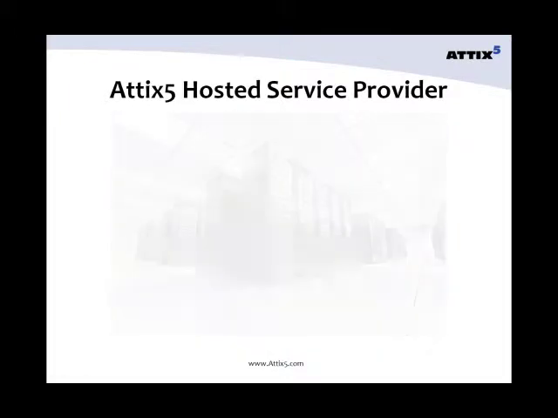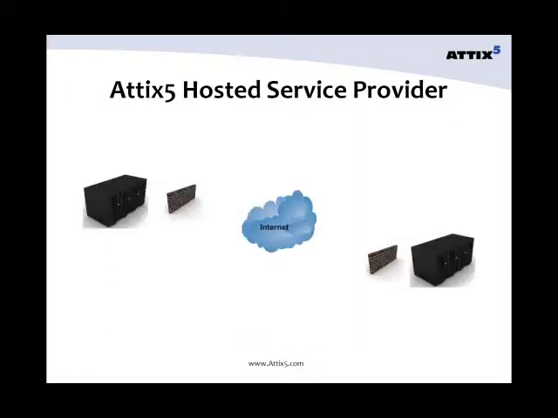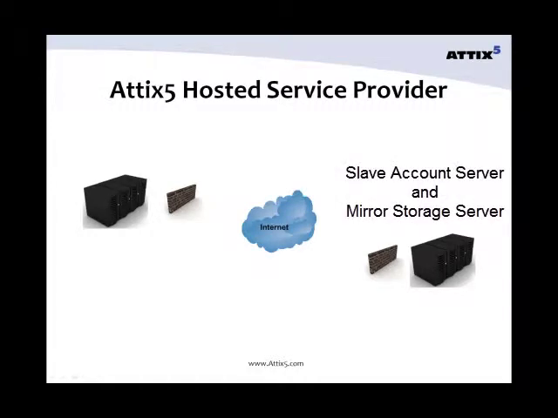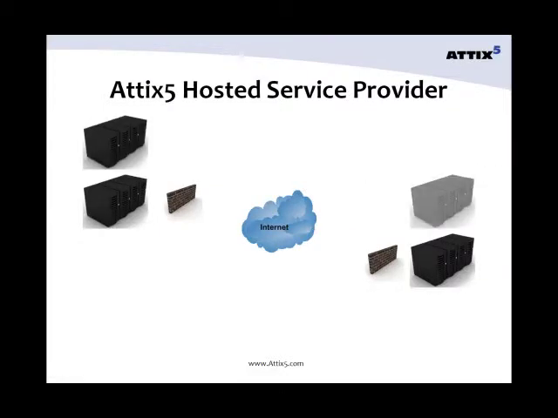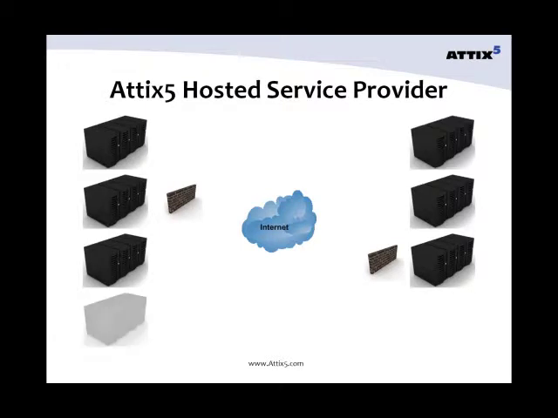Let's take a look at how an ArchitecturalConcepts hosted service provider might have their storage platform set up. Typically, a primary storage platform would be located at the data center, featuring backup power generators, cooling, secure access, and high availability access to the internet. This primary storage platform would replicate its data to a slave account server and storage server located at a different physical data center. Using this model, you could expand your data capacity requirements as and when you need to. Your hosted service provider is able to add additional storage servers as data capacity increases.